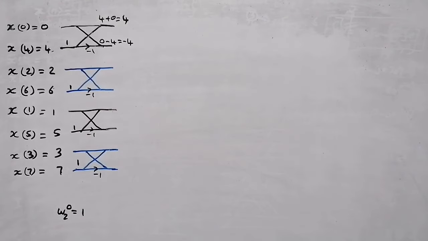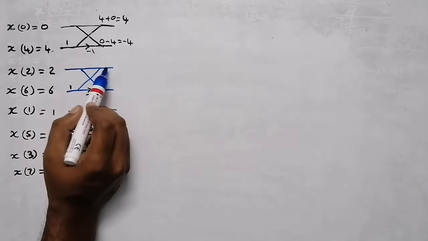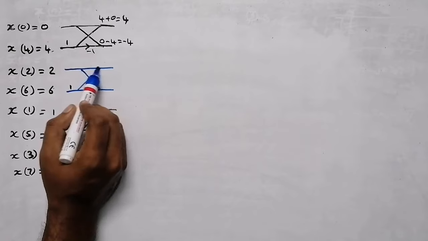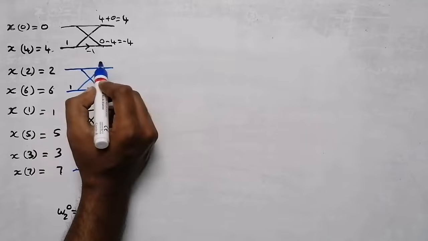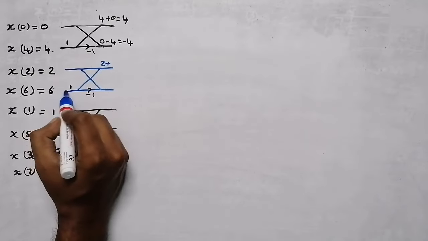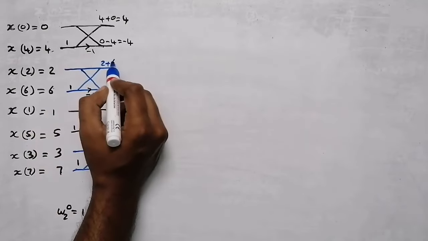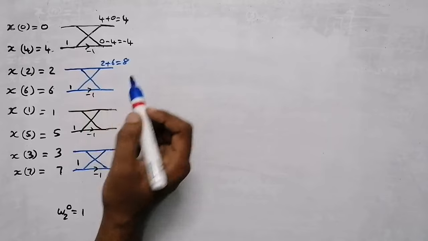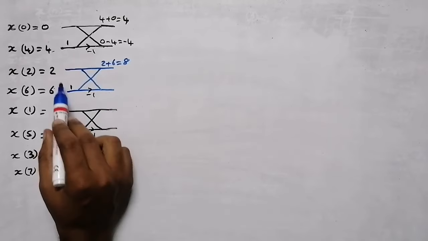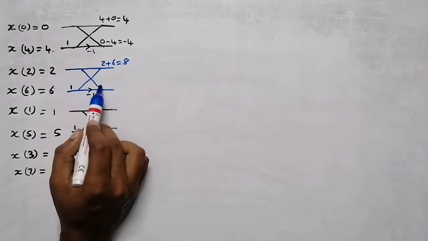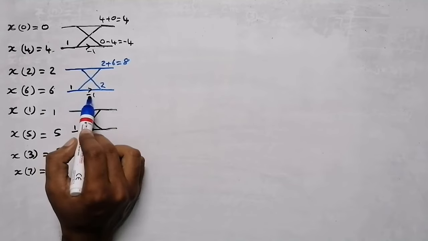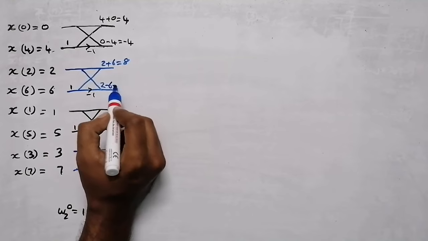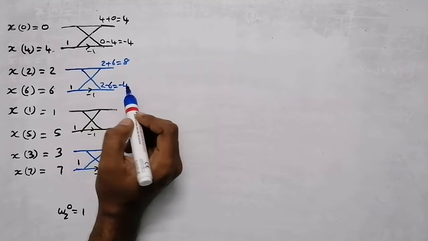Now here, we need to find the value here. So the lines coming are this one and this one. This one the value is 2 plus, then here it is 6. So 2 plus 6 will be 8. Now here the lines coming, this is 2. Then this is 6 into 1, we will get 6. Then 6 into minus 1, we will get minus 6. So 2 minus 6, the value will be minus 4.